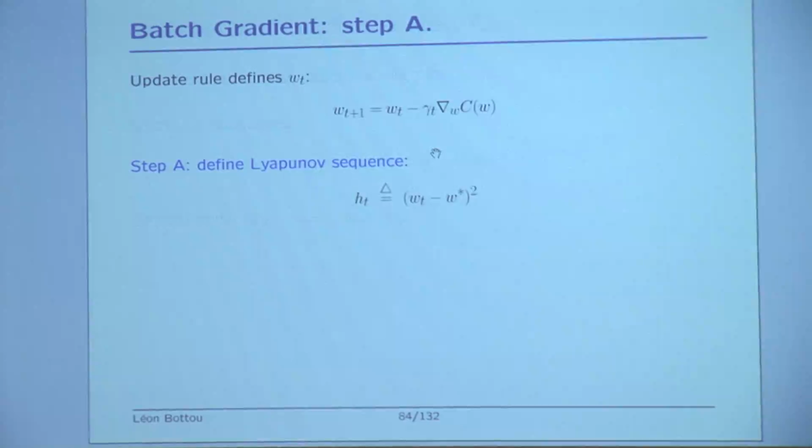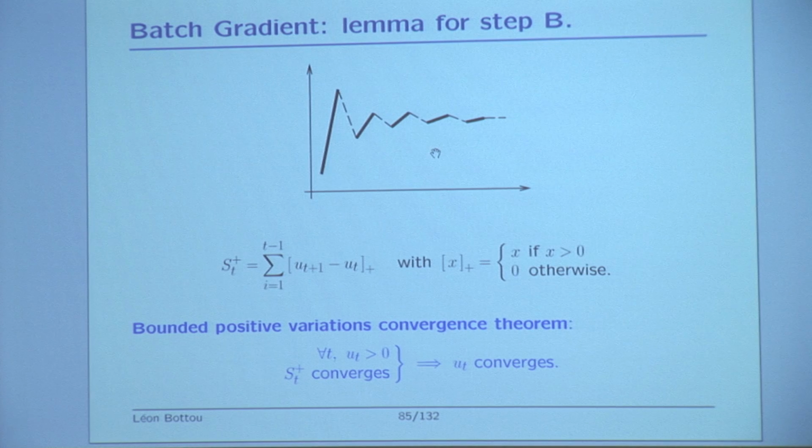So now let's look at the batch gradient. This time I say W_{t+1} is W_t minus some learning rate times the gradient of the cost in W. Same thing. I define a Lyapunov sequence. It's not a function anymore. It's a sequence that's discrete. And I'm going to go through the same steps. But before, I'm going to go through a little lemma that's useful.